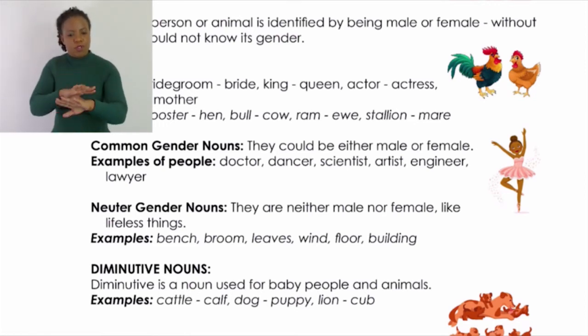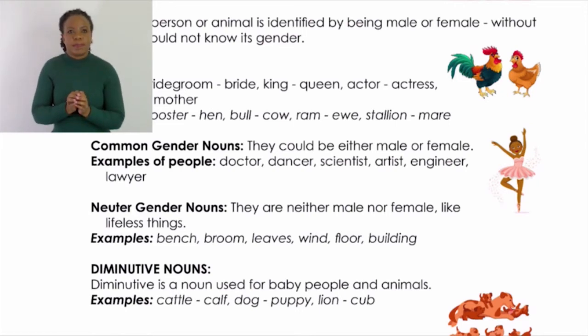Dancer, scientist. I've heard people saying, my mother is a scientist, my brother is a scientist. So the noun scientist works for both. Artist, engineer, and lawyer.